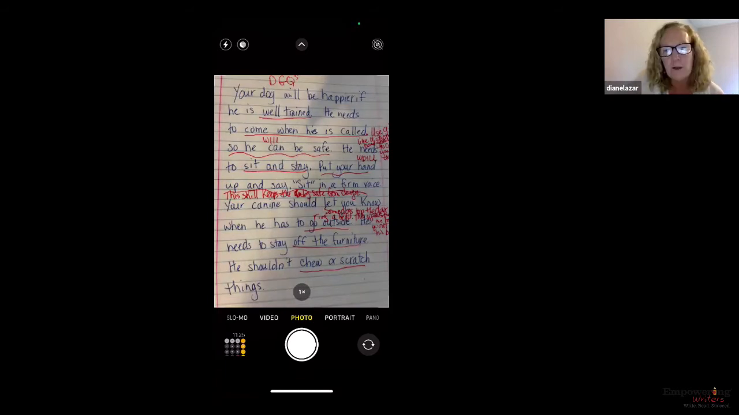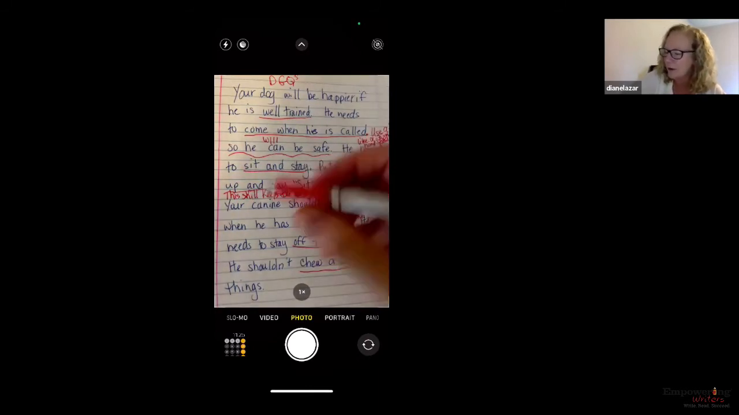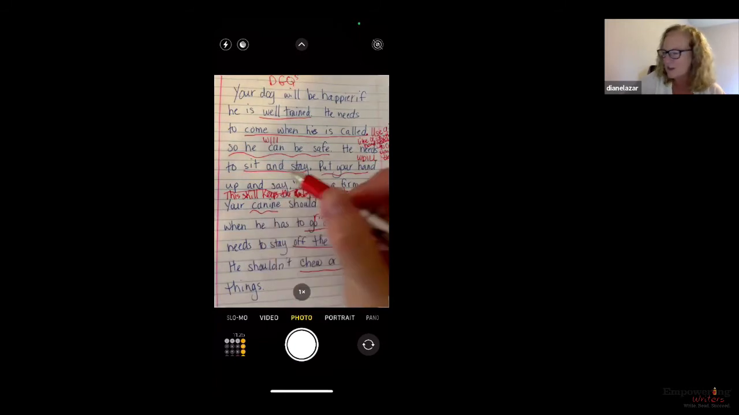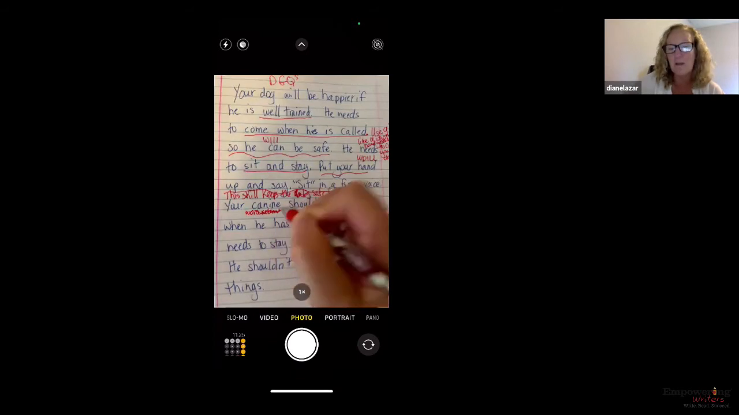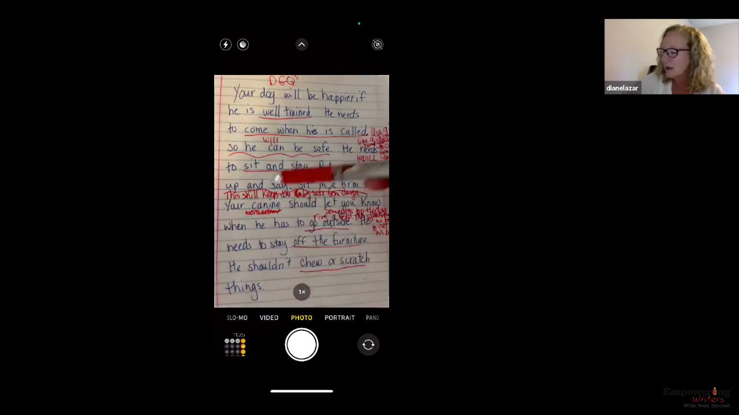Your dog will be happier if he's well trained. He needs to come when he is called. So use a signal like a whistle or a hand gesture to call your dog so he can be safe. He needs to sit and stay. Put your hand up and say sit in a firm voice. This skill keeps the dog safe from danger. Your canine, oh, by the way, I like that. I forgot to look at that. That's a word referent. That's excellent. And we taught that skill, so the student is applying it. Your canine should let you know when he has to go outside. Some dogs tap the door or ring a bell. This signals that he has to go out to do his business.